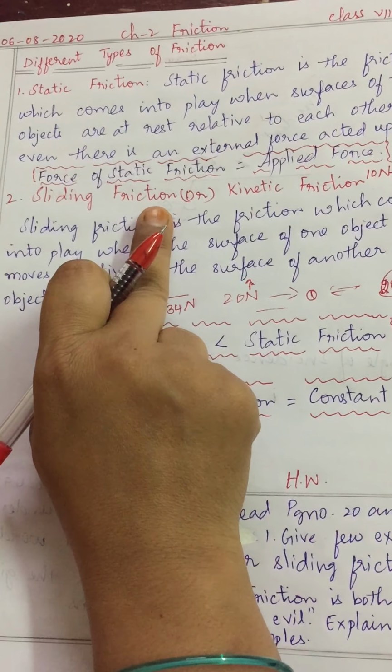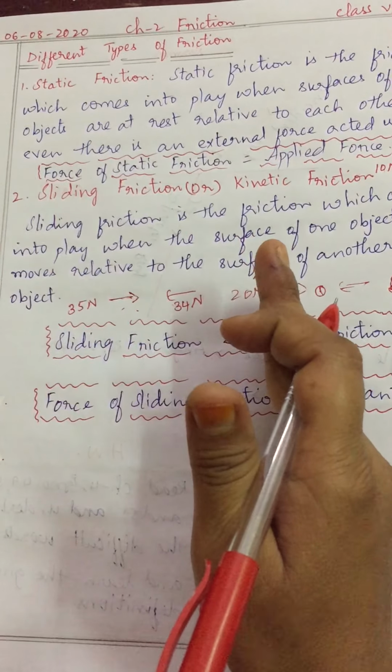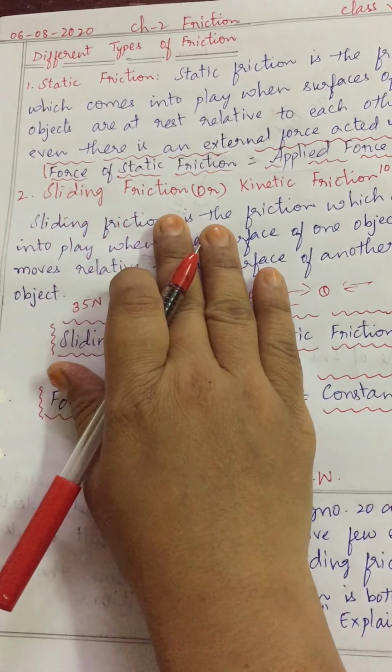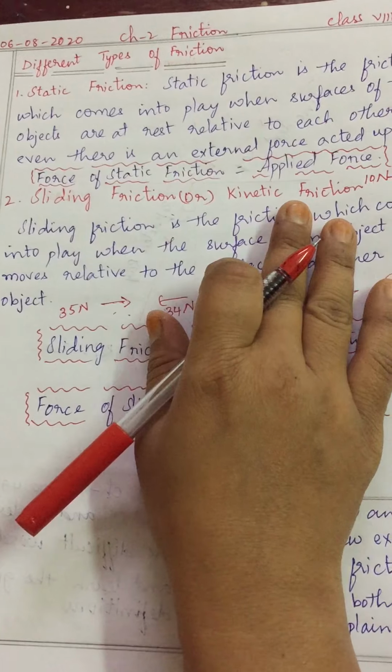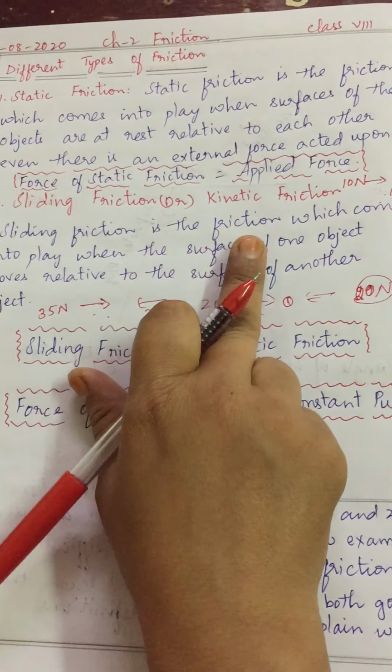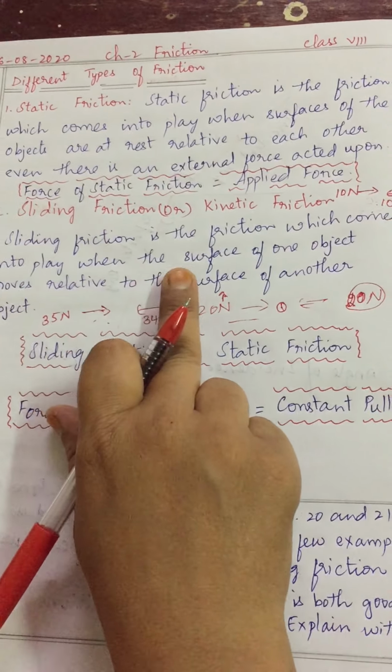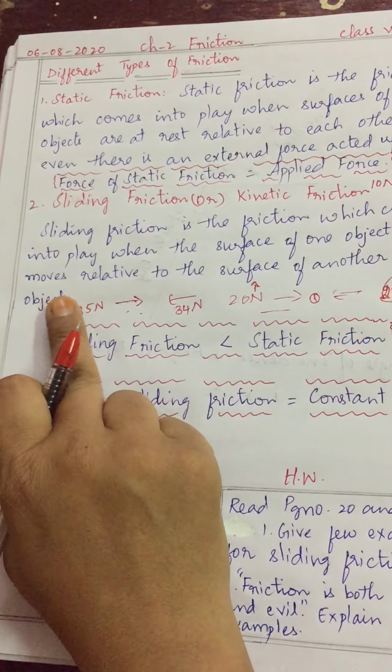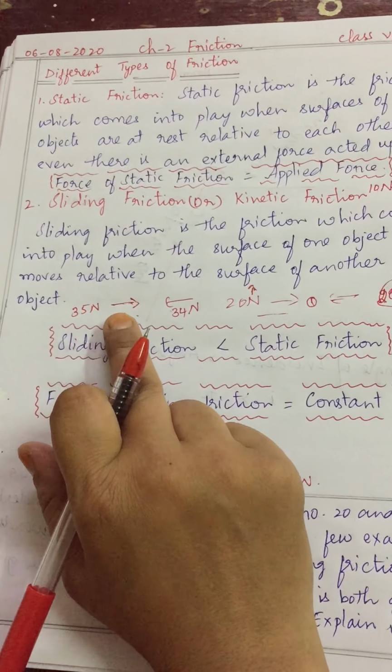Are you getting my point, children? When the object starts moving, that movement is nothing but sliding. Sliding friction is also called kinetic friction. What is this friction? Sliding friction is the friction which comes into play when the surface of one object moves relative to the surface of another object.